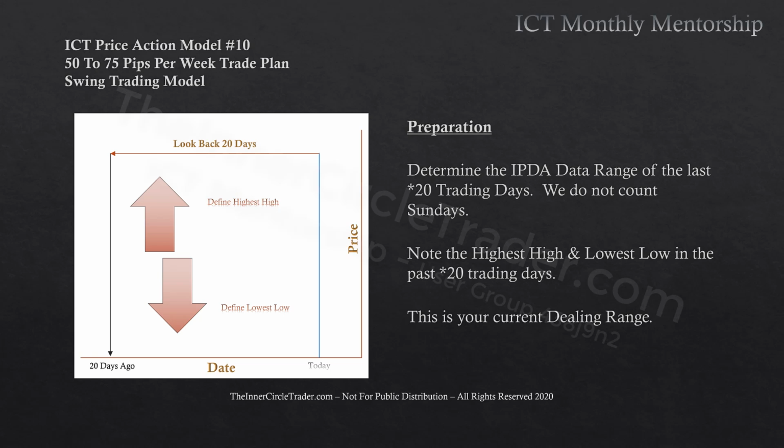Okay, for the IPTA data ranges, we'll be returning to the 20, 40, and 60-day look back, any one of those ranges, for a potential liquidity run for both entry and exit. So we will determine the IPTA data range for the last 20, 40, and 60 trading days. We do not count Sundays. Note the highest high and the lowest low in the past 20, 40, and 60 trading days. This is your current dealing range.